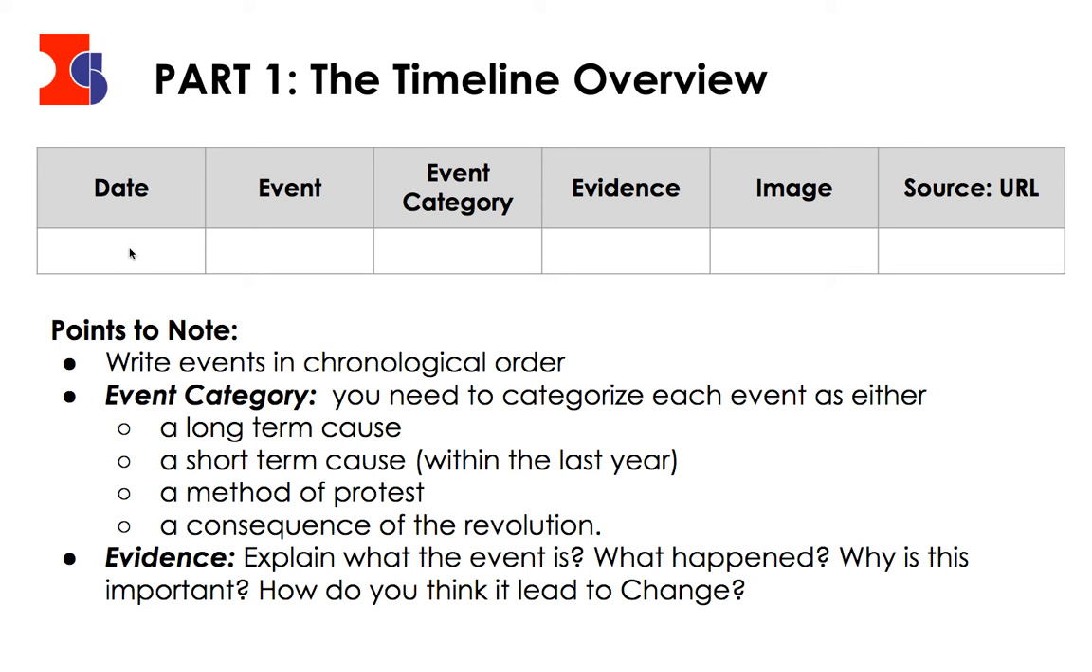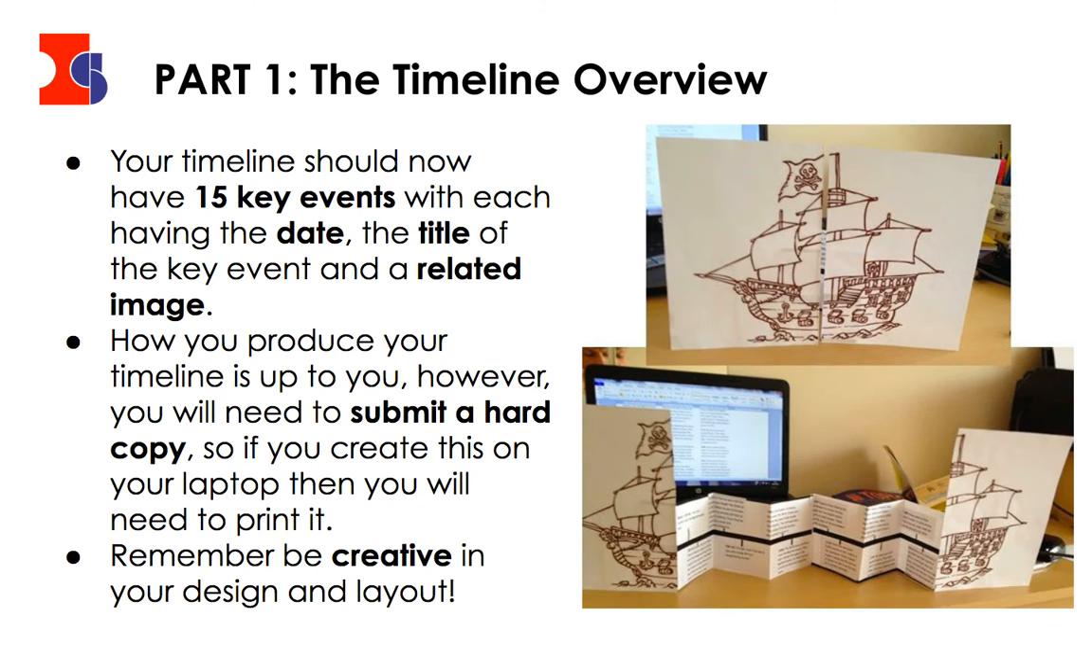Now, you might find 5 or 6 different events in one web source. That's perfectly fine, okay? But during the course of this project, we want to make sure that we're using probably 4 or 5 different sources to support the evidence that we're gathering here. As I said, your timeline is going to have 15 key events on it, that are going to link obviously to time, and they're going to have images linked to this.